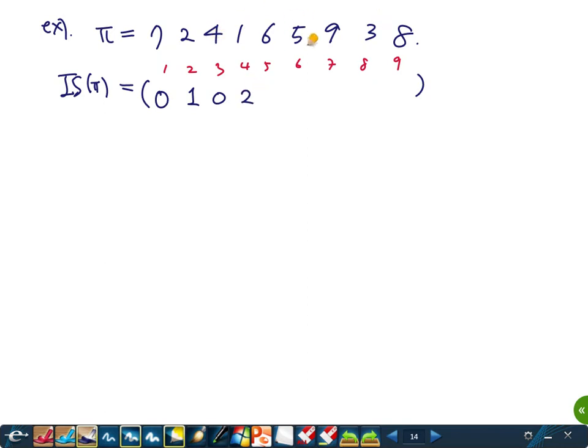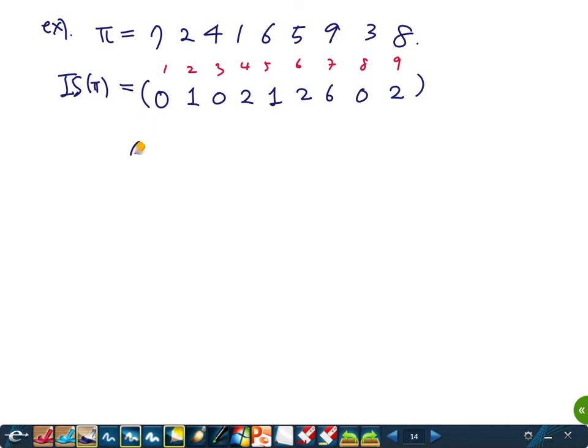5: smaller than 5 to the right of 5? 3. Just 1. And 6? 1, 2. For 7? 1, 2, 3, 4, 5, 6. For 8? Nothing. For 9? 2. So we have 2. So this is the inversion table.